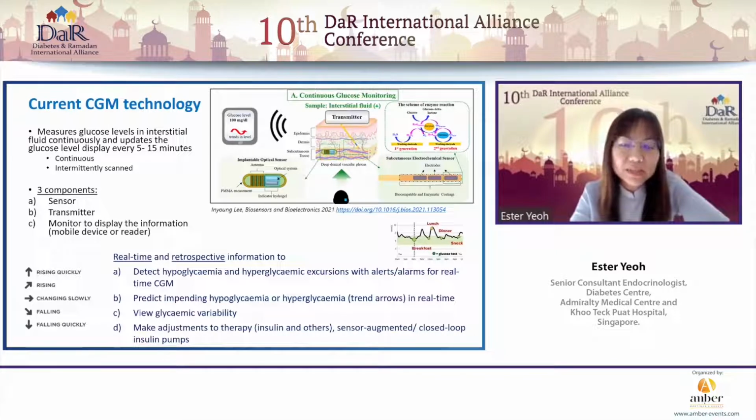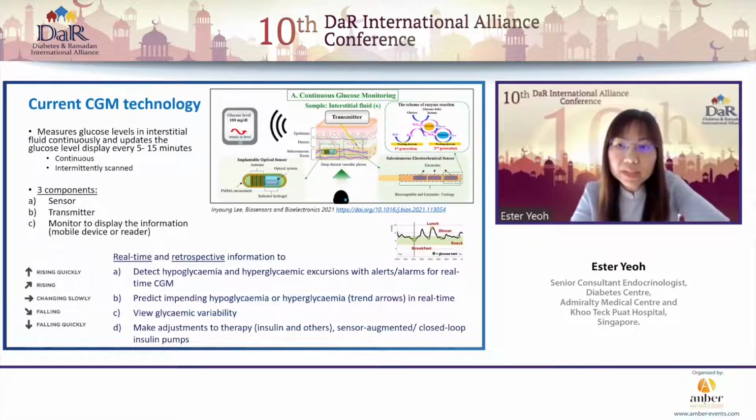There are 3 components to the CGM, and that's the sensor, the transmitter, as well as a monitor to display the information. And the CGM can be real-time or retrospective and can provide information to detect hypoglycemia and hyperglycemic excursions with alerts and alarms for real-time CGM.